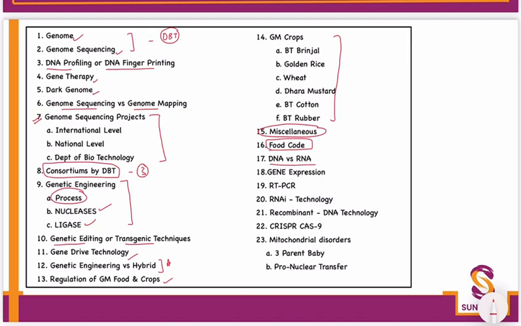Then you have to do the difference between DNA and RNA. What is the concept of gene expression? What is the phenomenon of RT-PCR? What is RNA interference technology? What is recombinant DNA technology? What is this concept of CRISPR-Cas9? And followed by the mitochondrial disorders, for example 3-parent baby, pronuclear transfer. What are these? All right, chalo.